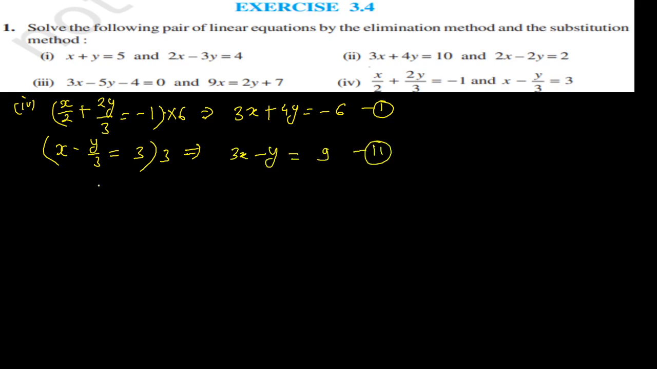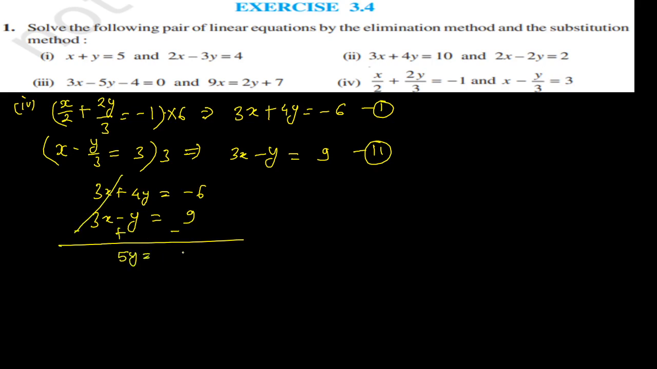So when you solve this, 3x plus 4y is equal to minus 6, and 3x minus y is equal to 9. On solving it, you will get 5y is equal to minus 15, which gives y is equal to minus 15 upon 5. 5 3s are 15, so y is equal to minus 3.